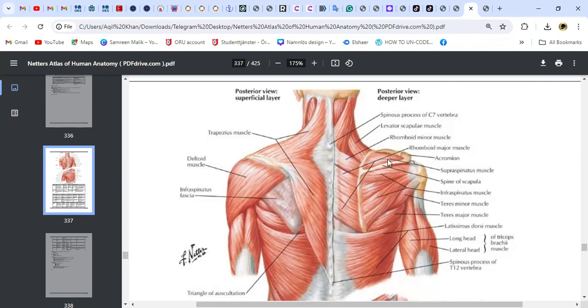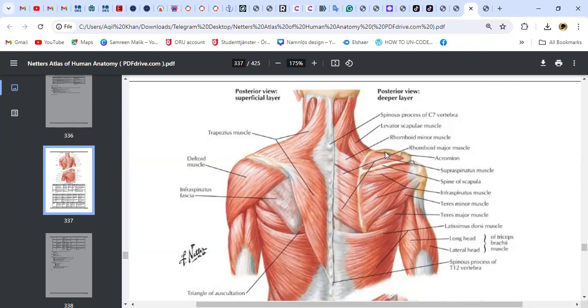So as you could see, it takes its origin from the supraspinous fossa of the scapula, and this muscle is inserted into the superior facet of the greater tubercle of the humerus. It is supplied by the suprascapular nerve, and it causes the initiation of the abduction. And it acts with the rotator cuff muscles. It's also one of the rotator cuff muscles.